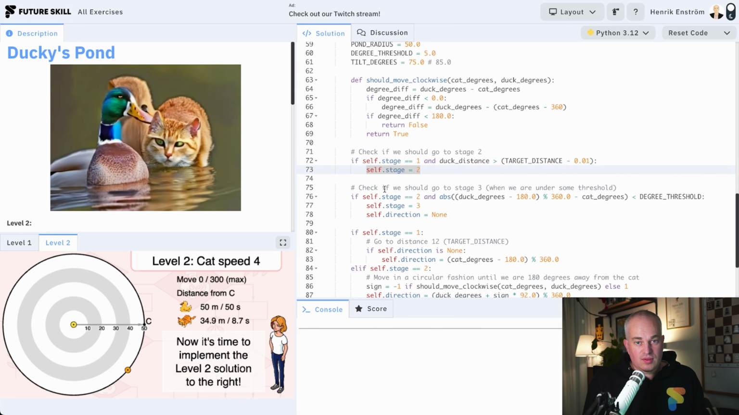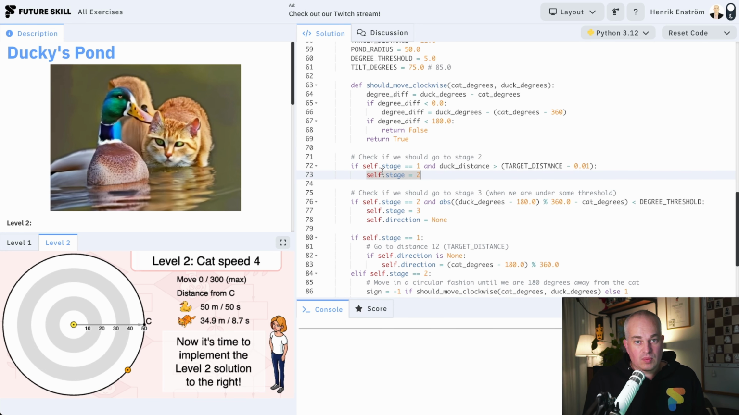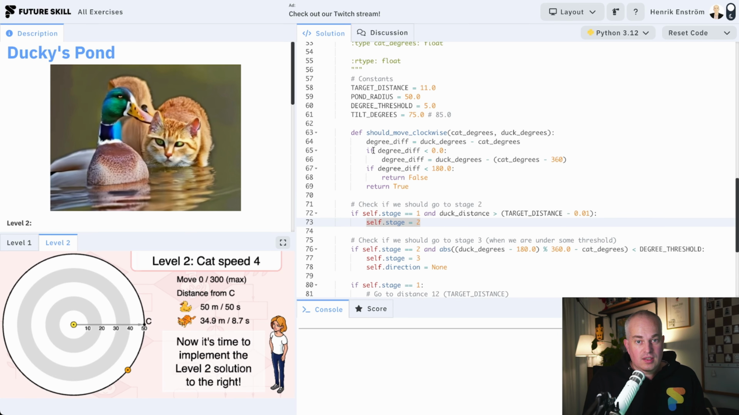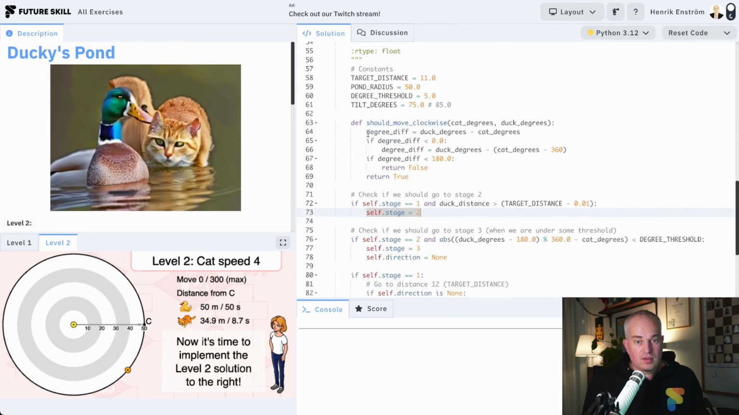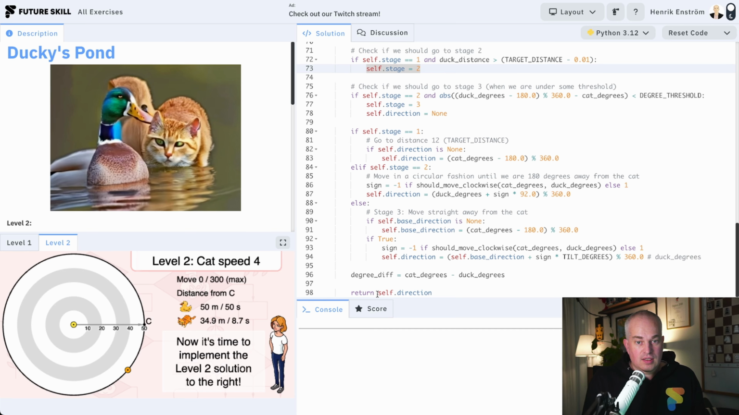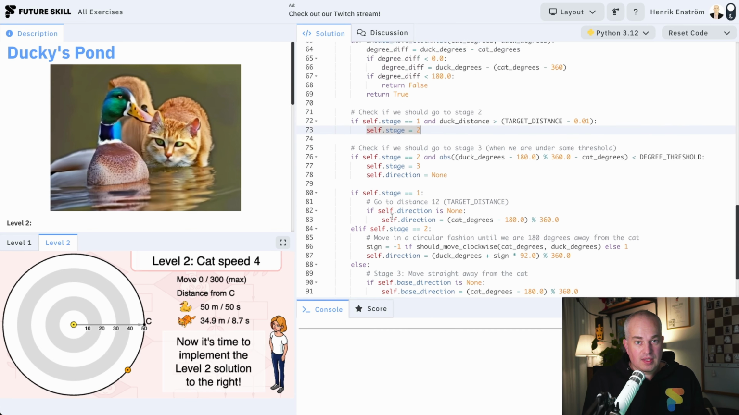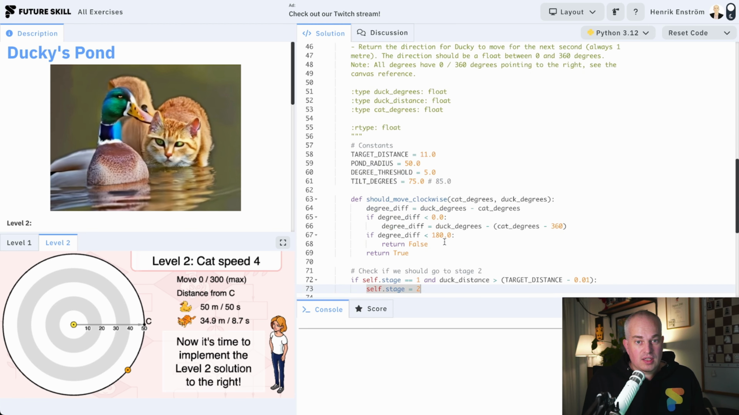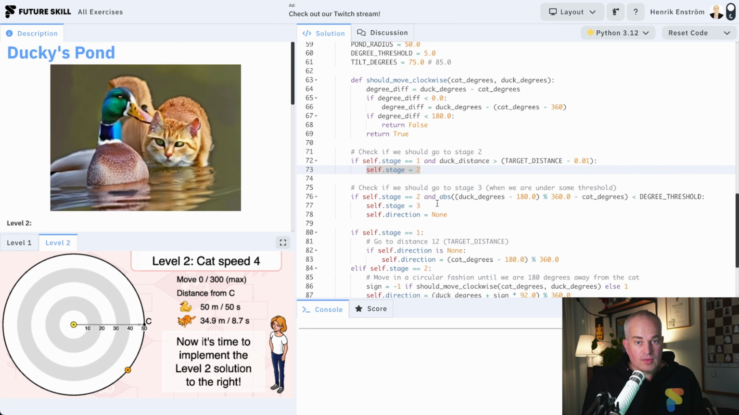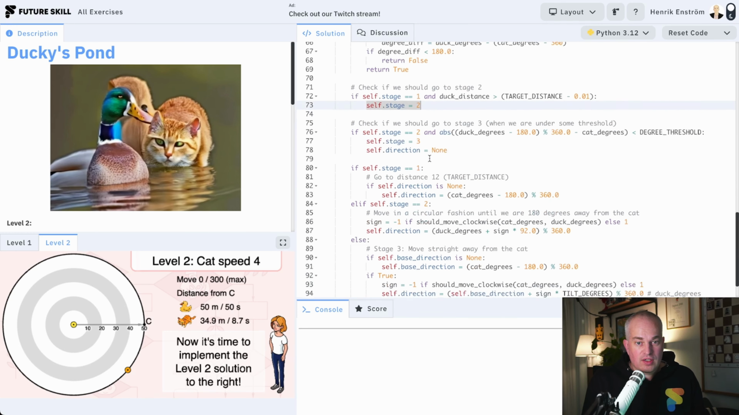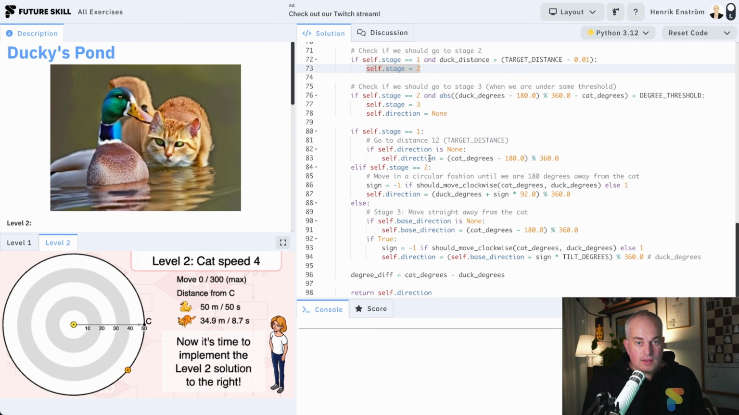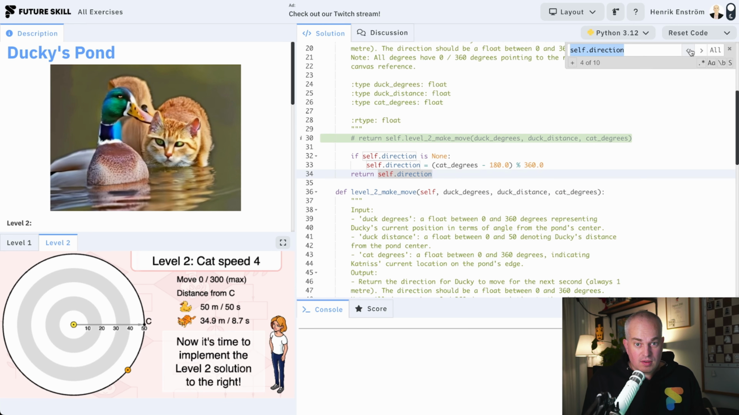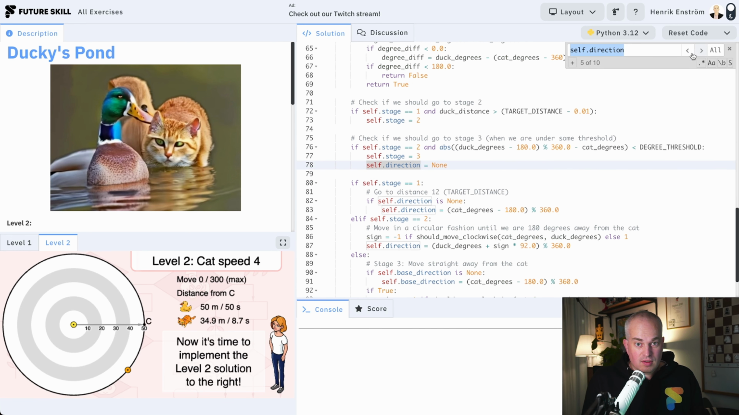Then we just have some degrees to start with here. We return self.direction. So self.direction is set to None in the beginning here. I'm just seeing where we set self.direction for the very first move, for stage 1, so to say. Interesting.